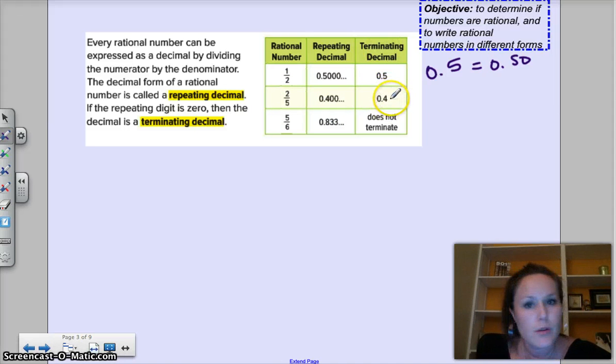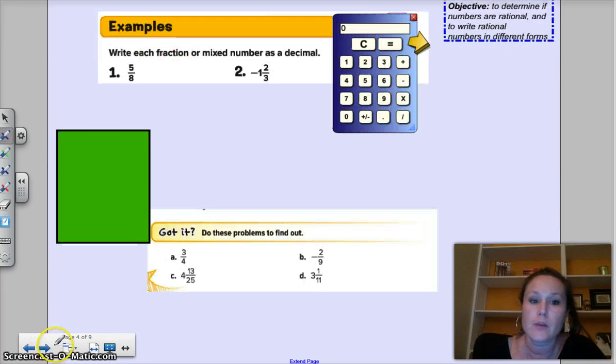Now, here's where I'm going to throw you a loop. 5 over 6 is not a terminating decimal because when I do 5 divided by 6, I get 0.83333333. I know that those 3's go on forever because this dot dot dot tells me so. I never stop having 3's, so there's always going to be 3's. It's a non-terminating decimal or a repeating decimal, and we would indicate that with a line over the part that repeats. Let's practice. We're going to practice writing each fraction or mixed number as a decimal.